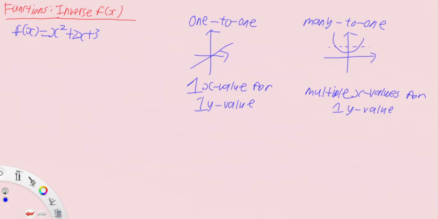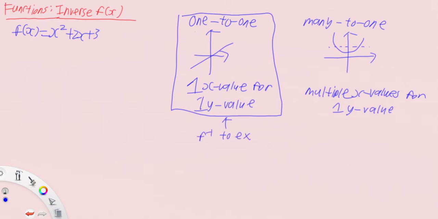So for a function to exist, it must be a one-to-one function, not anything else. This is the condition for f inverse to exist: for f inverse to exist, f(x) must be one-to-one.